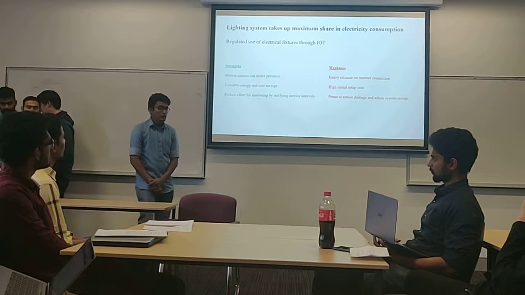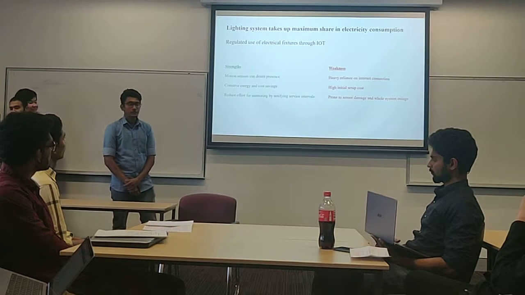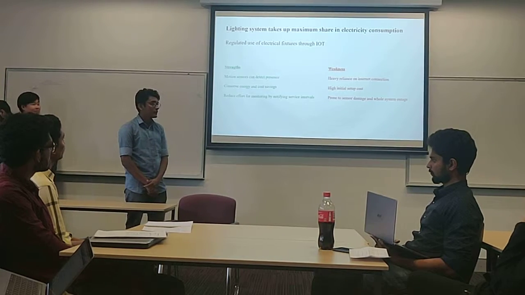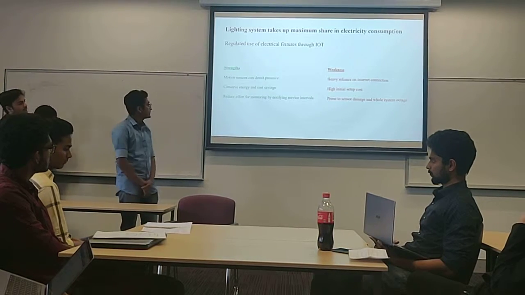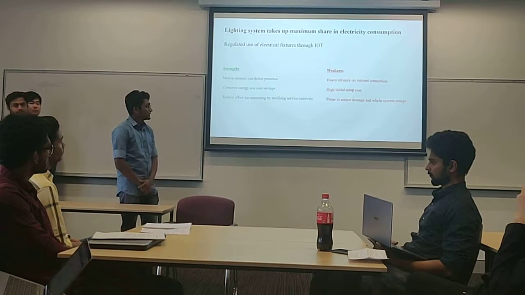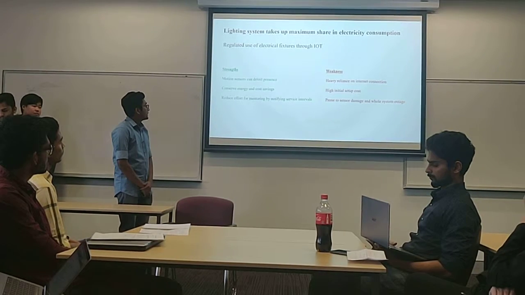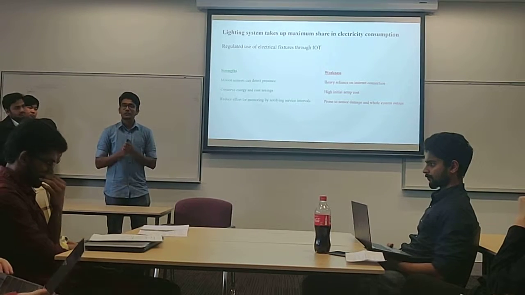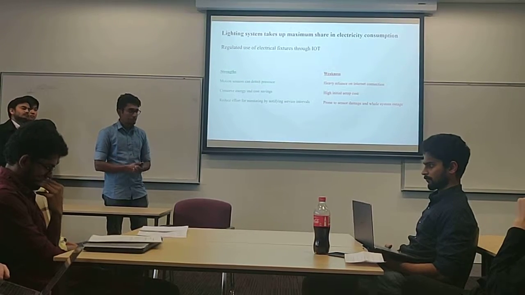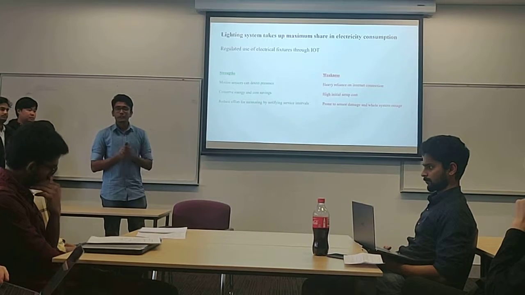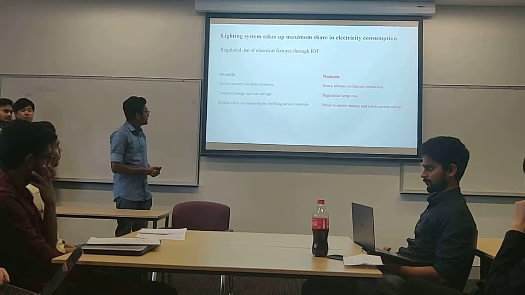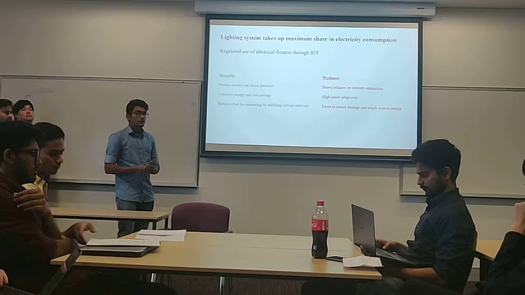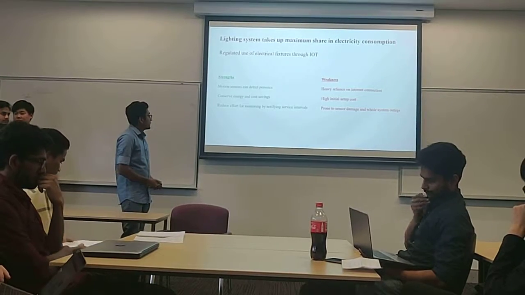Recent studies have shown that the lighting system takes up the maximum share of electricity consumption in houses as well as offices. The strengths and weaknesses associated are listed here. By using a number of sensors, the presence and absence of people in a room can be detected and the light can be controlled accordingly. This helps to conserve energy and save cost on the system.